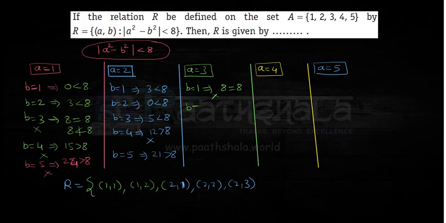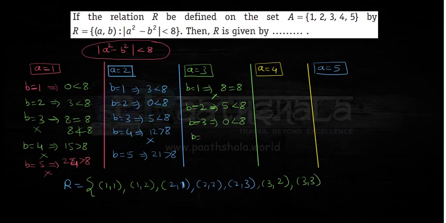Let's check for B equals 2. So we will get 3 square minus 4 square, that is 9 minus 4, that is 5, which is less than 8, hence this (3, 2) is a valid pair. Let's check for B equals 3. It is 3 square minus 3 square, which is 0, which is less than 8 as well. Then (3, 3) is also a valid pair.